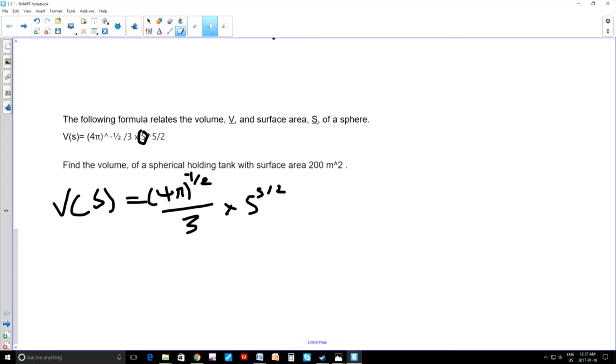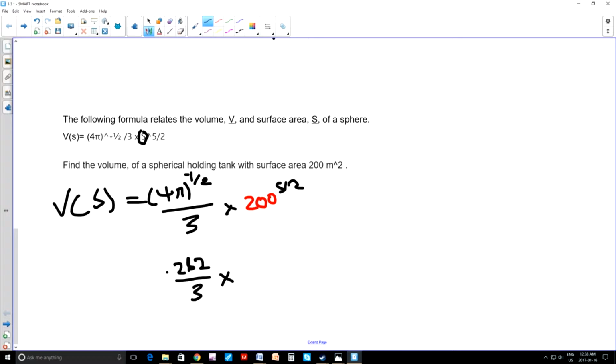Now S, as we determined, was going to be 200. So let's write 200 over here: 200 to the power of 5 over 2. Now, first thing we have to do is evaluate this. Now, 4 pi to the power of negative 1 over 2 will give you 0.282.